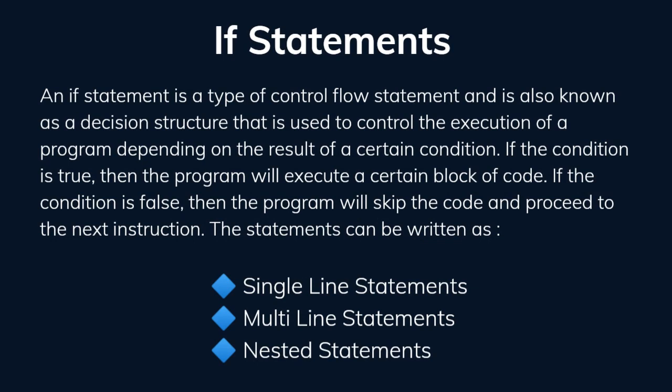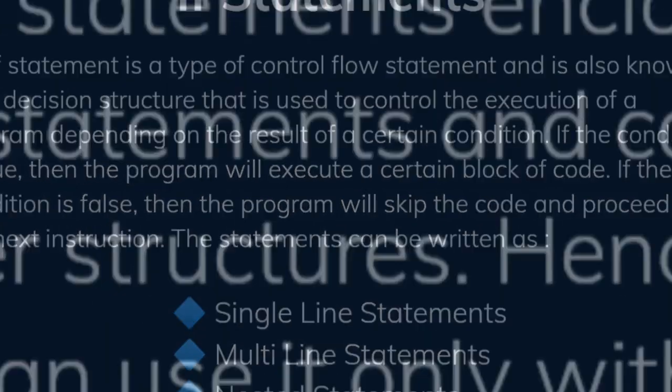An if statement is a type of control flow statement, also known as a decision structure, that is used to control the execution of a program depending on the result of a certain condition. If the condition evaluates to true, then the program will execute a certain block of code. If the condition is false, then the program will skip the code and proceed to the next instruction. In this way, if statements allow you to create branches of code and make decisions based on certain conditions.